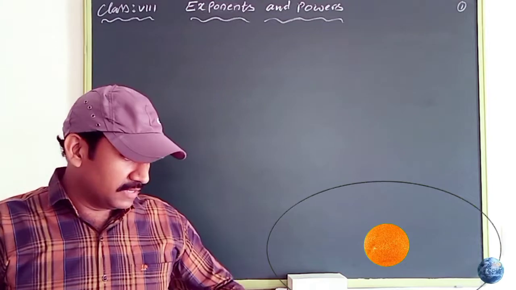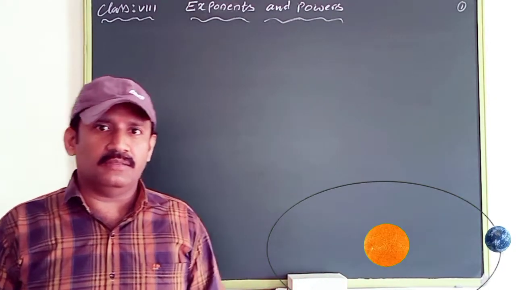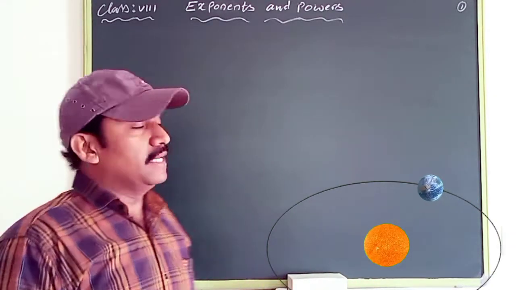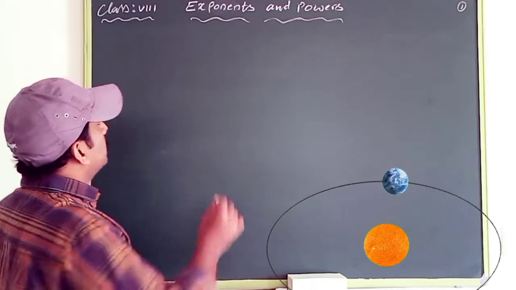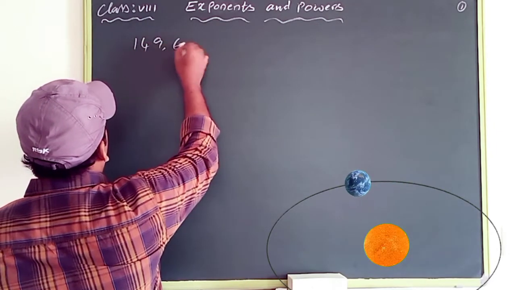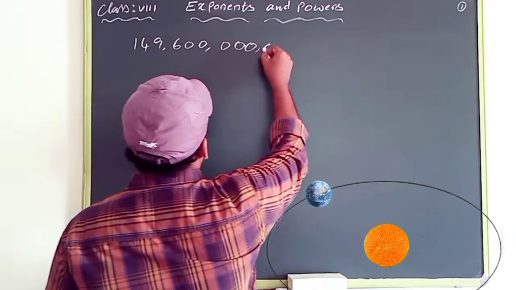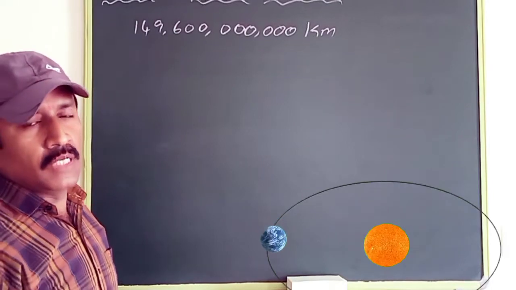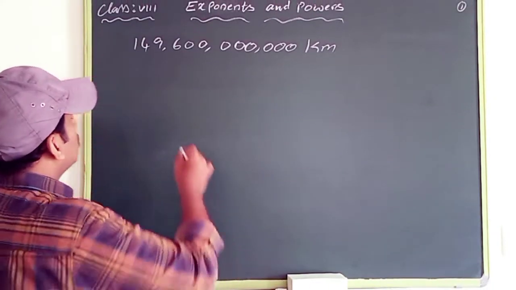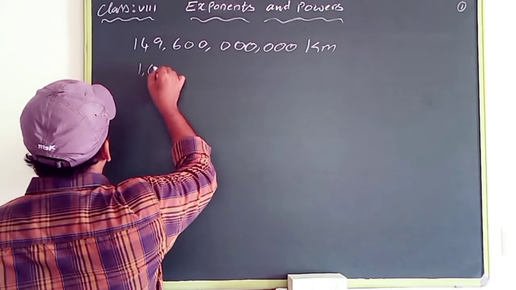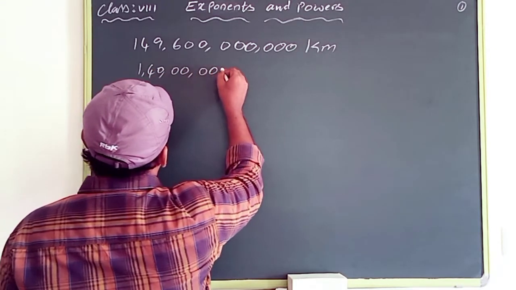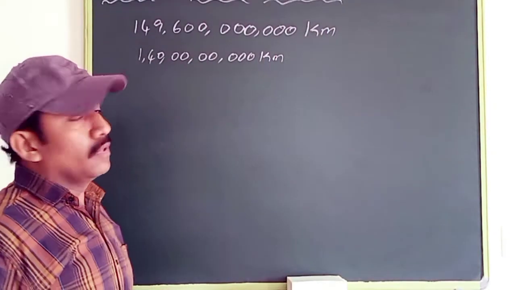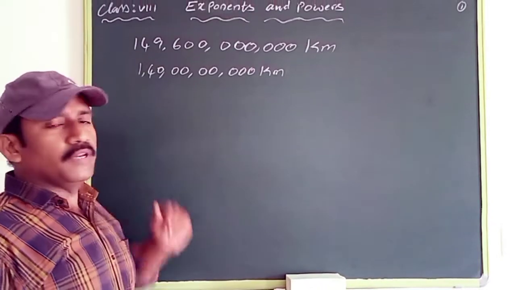What is the distance between the sun and the earth? And do you know what the diameter of the sun is? Yes, the distance between the sun and the earth is this one. Can you read this number? And the diameter of the sun is this. Okay, can you read these numbers?